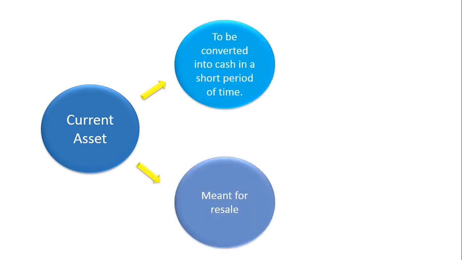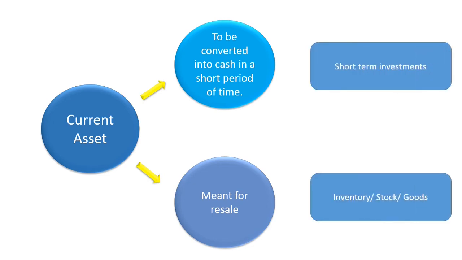Now let us try to gain some insight into current assets. Current assets are those which are either converted into cash within a short period, generally 1 year, or which are meant for resale. Current assets are also termed as floating assets because the value of these assets keeps on changing during a year. So current assets are meant to be converted into cash within a short period of time, unlike fixed assets which are meant to be used in the business over a very long time period.